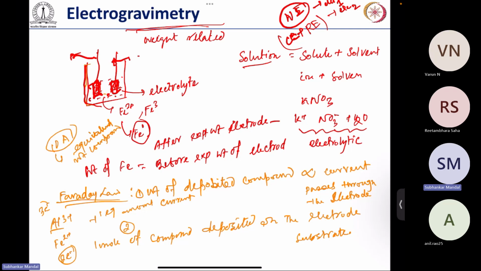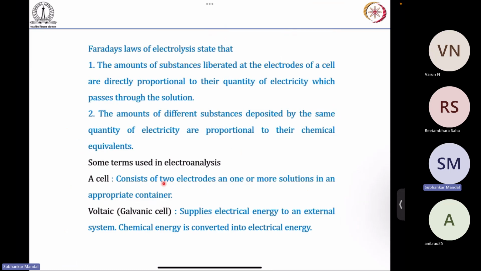Here also we have discussed Faraday's law, that if you apply one Faraday to an analyte, then one equivalent of that compound will be deposited. So these things, Faraday's law, as I have mentioned, and some of the terms I have shown: cell, electrochemical cell, voltaic cell, galvanic cell.